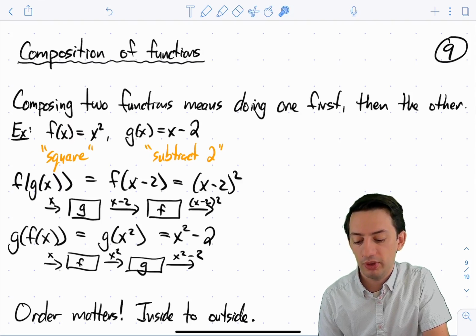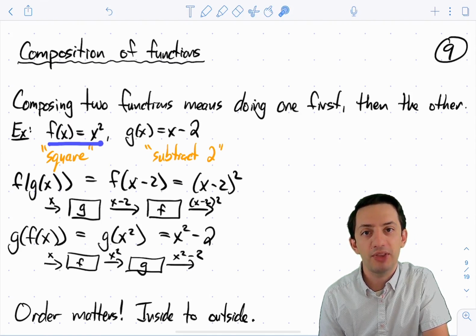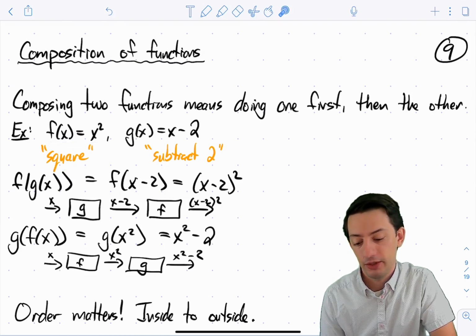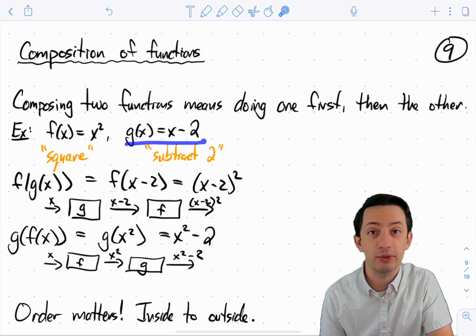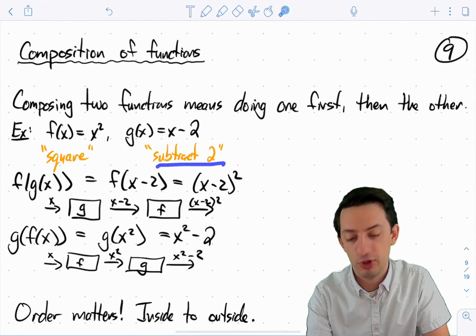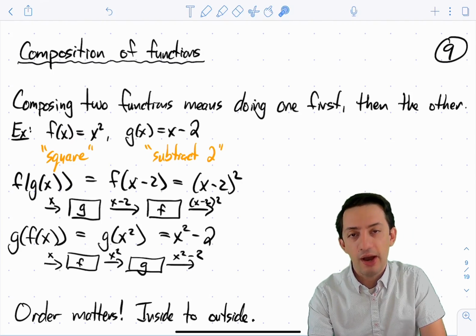So for example, let's think about the function f of x equals x squared. You could think about that as a verb. What does that function do? It squares. You can also think about the function g of x equals x minus 2. What's the verb for that function? What does it do? It subtracts 2. So these are 2 different operations. Now, how do we combine them?